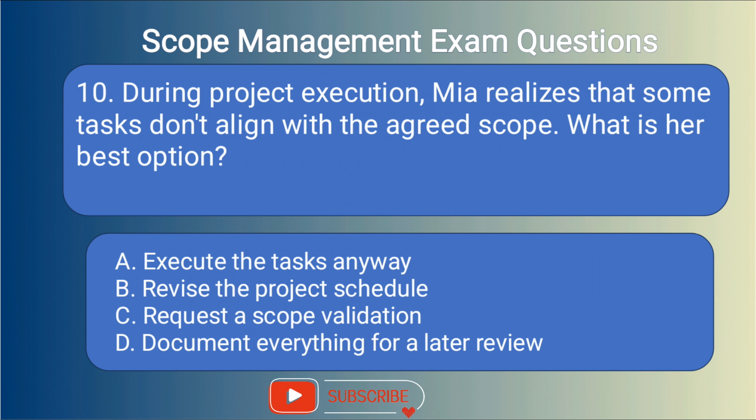10. During project execution, Mia realizes that some tasks don't align with the agreed scope. What is her best option? A. Execute the tasks anyway. B. Revise the project schedule. C. Request a scope validation. D. Document everything for a later review.